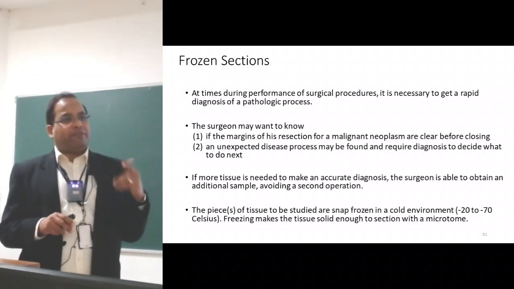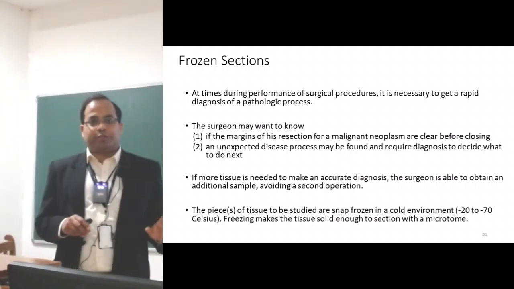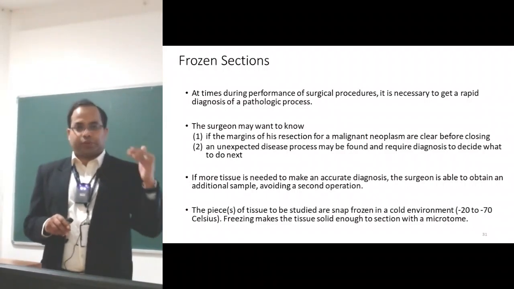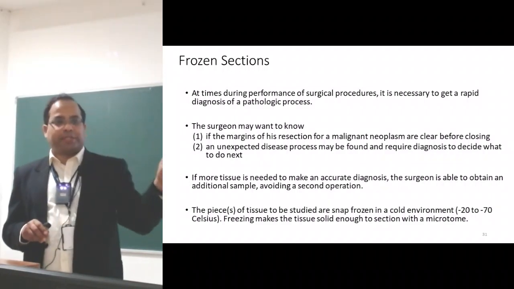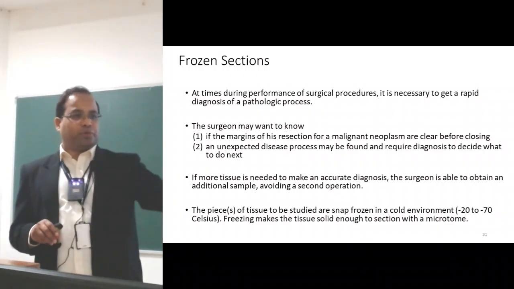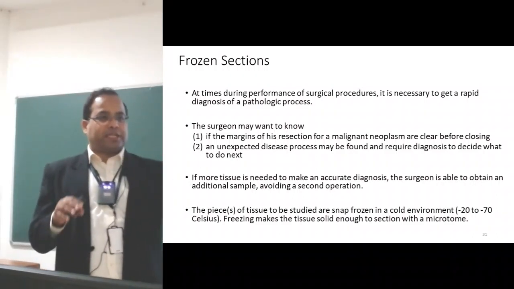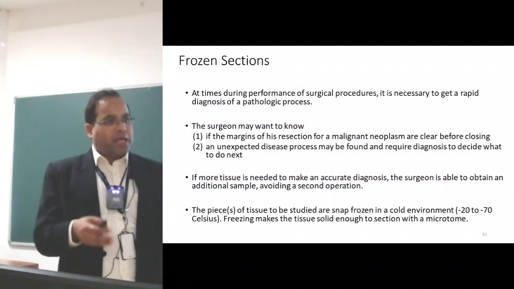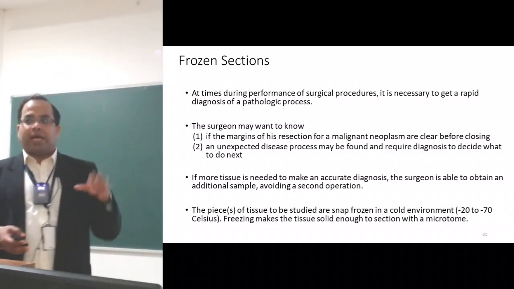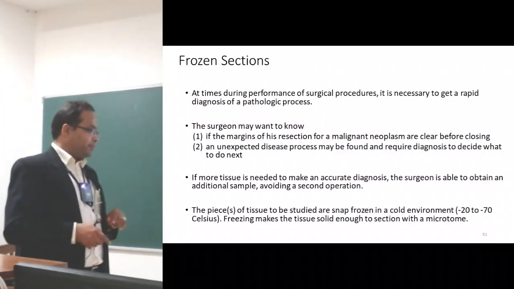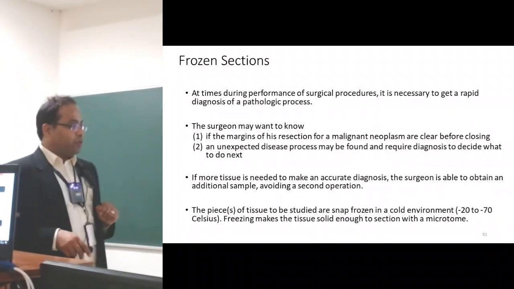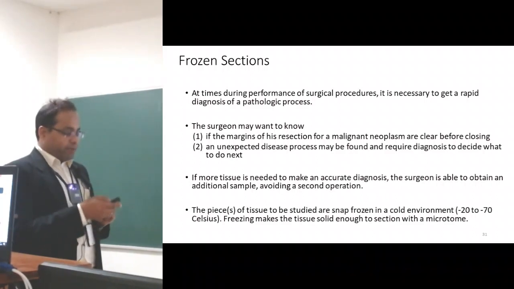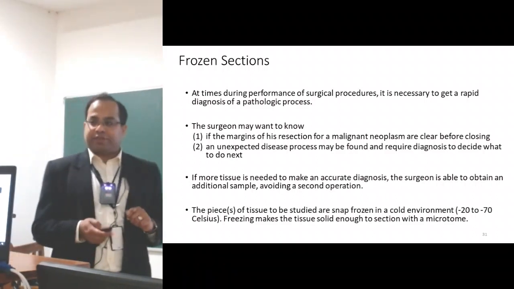Sometimes it is also helpful, even if we can't make a diagnosis, to ask for additional tissue. I'm suspicious that this resection margin is involved by the tumor, I'm not certain, so please can you take another 1 centimeter width of the tumor. Because the surgeon is still operating while we are doing it, it is possible for them to send another sleeve of tissue surrounding the tumor. The pieces of tissue to be studied are snap frozen in a cold environment, and this freezing makes the tissue solid enough to section with a microtome.